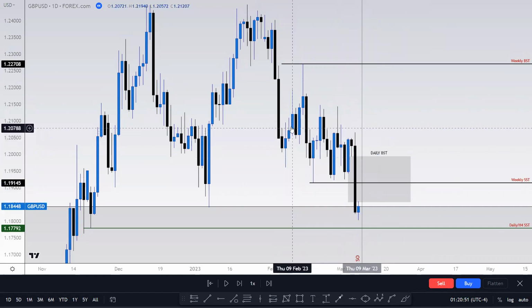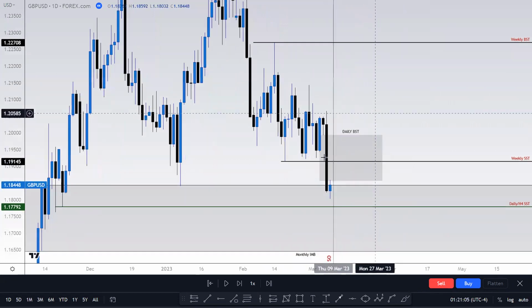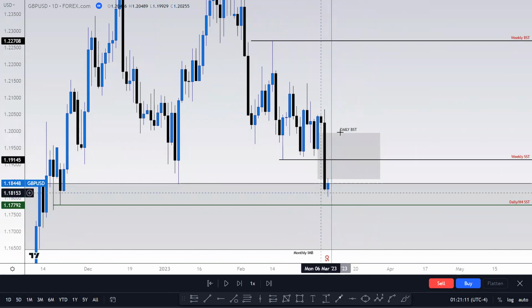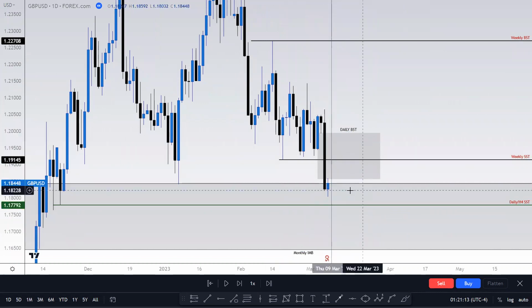But it took 1, 2, 3, 4, 5, 6, 7 days. It took 7 days for price to completely fill the imbalance. So that's literally two trading weeks before we saw that continuation to the downside. So never say, let's imagine you're going long from here, oh, I'm just going to take profit at the daily buy side, because it's not guaranteed that that imbalance will get filled immediately. It might take a few days, a few weeks, or even sometimes a few months for price to fill an imbalance of this distance.